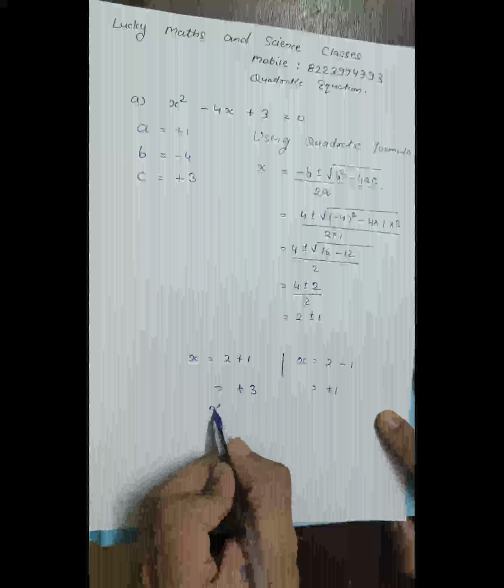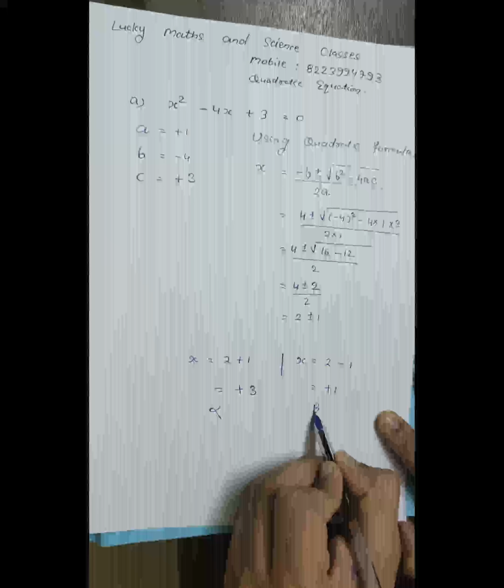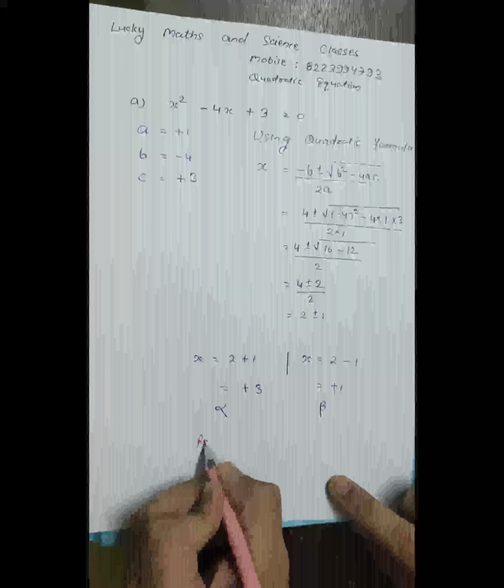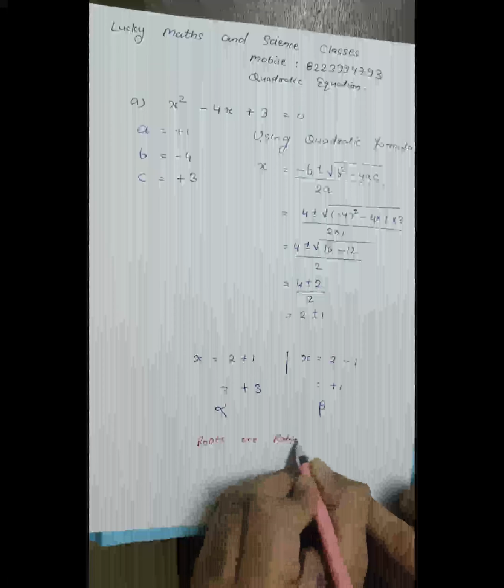So we can say the roots of x square minus 4x plus 3 equal to 0 are plus 3 and plus 1. Let's say this plus 3 is alpha and this plus 1 is beta. Now you observe carefully. Here the roots are rational.